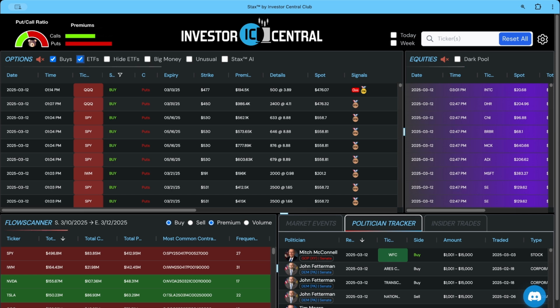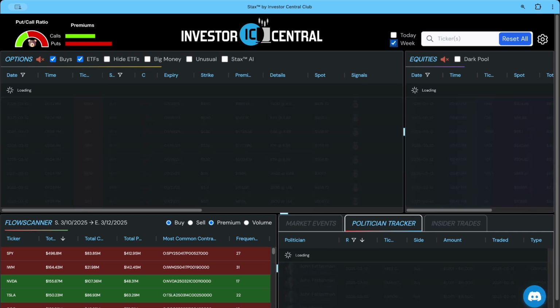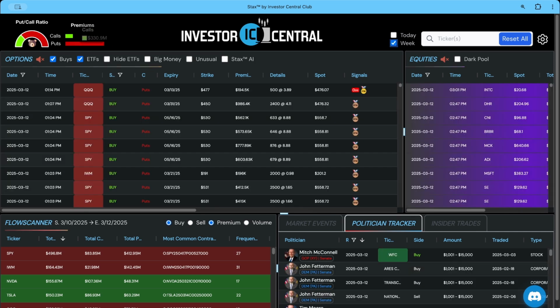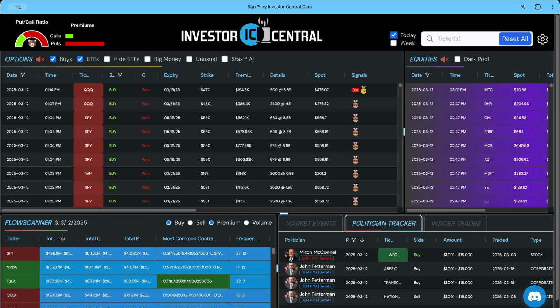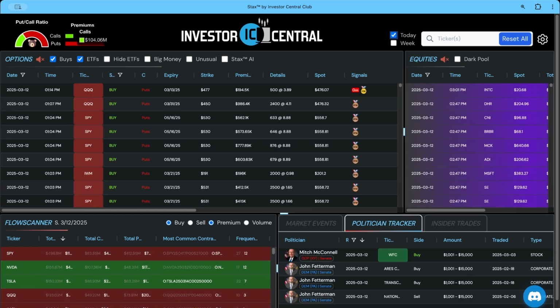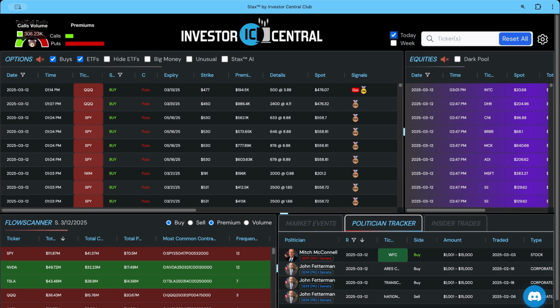I can also go through here and filter it just for the week. You'll see the adjustments there. And you can also filter it for just today. So for example, today we'll see the market was heavily bearish in terms of puts to calls, not only in the volume, but also the premiums.